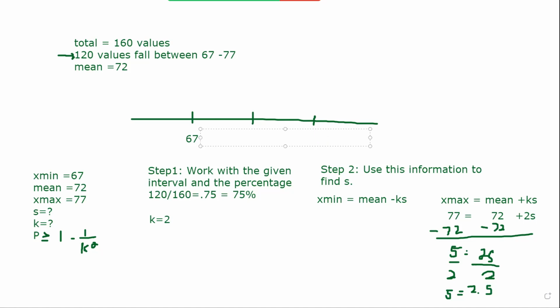Well, this is going to be 69 and a half. And then 2.5 more, that's going to bring us to 72. You see? So that's where these multiples of the standard deviation are. This is my S. And there's another 2.5 on this side. So at 72 plus 2.5 is 74.5.